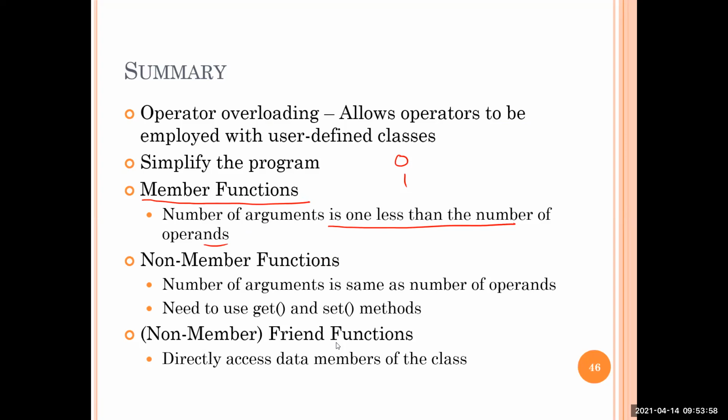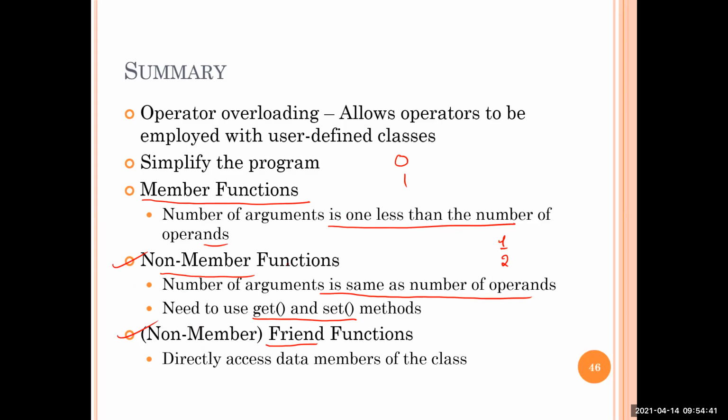And then today we saw operator overloading using non-member function. A key difference was that with a non-member function, the number of arguments is the same as the number of operands, meaning one for unary and two for binary. But the drawback was that we cannot directly access data. We need to use get and set methods, right? And then at the end, we saw a special non-member function which is called a friend. The only difference between non-member and friend is that both are non-member, but friend is special in the sense that it can access the private data of the class, right? Friend functions is a detailed topic that we'll see next time, so don't worry about that.